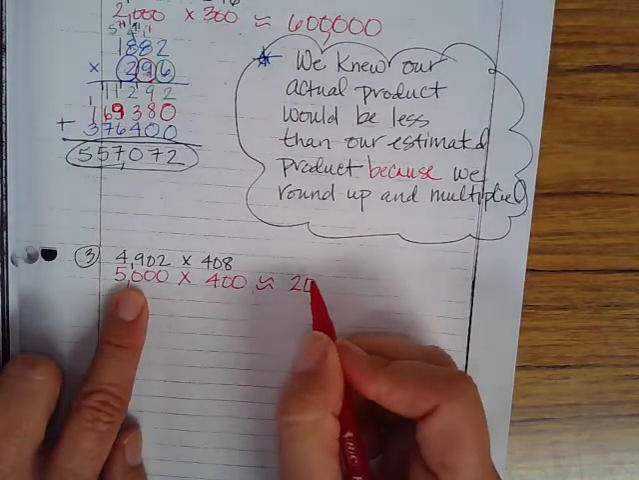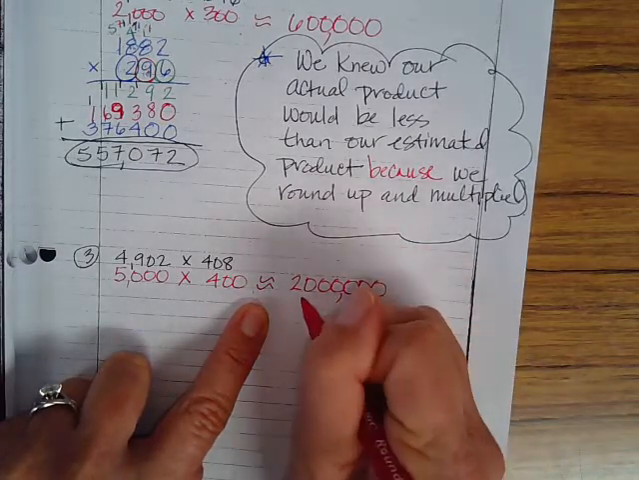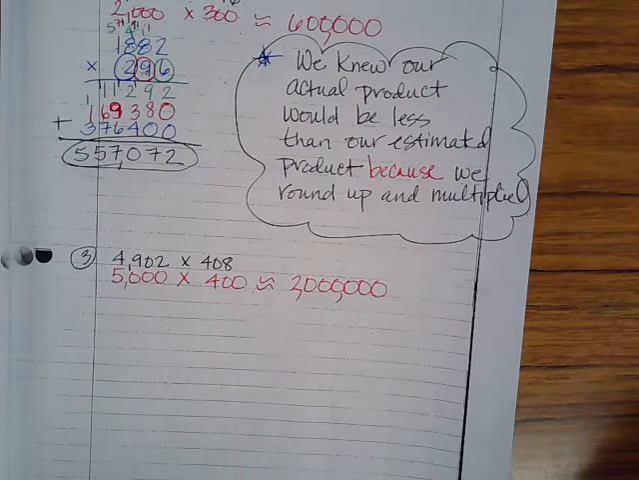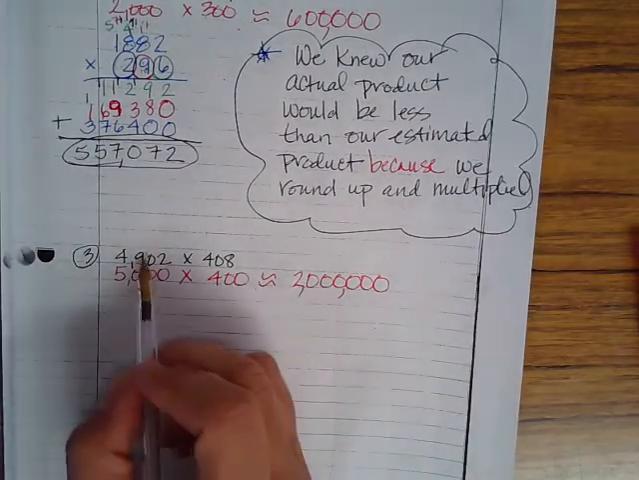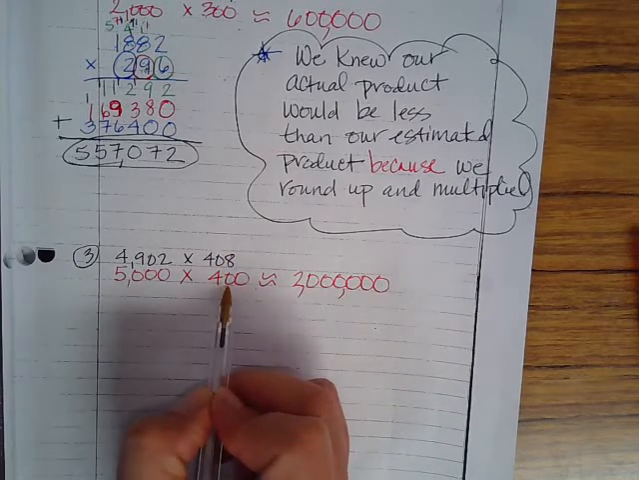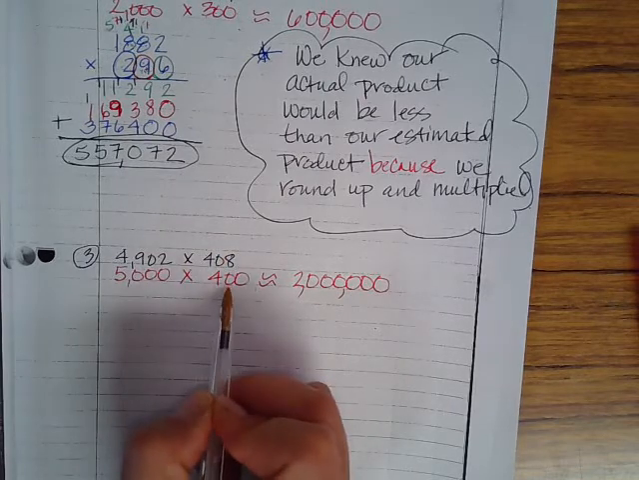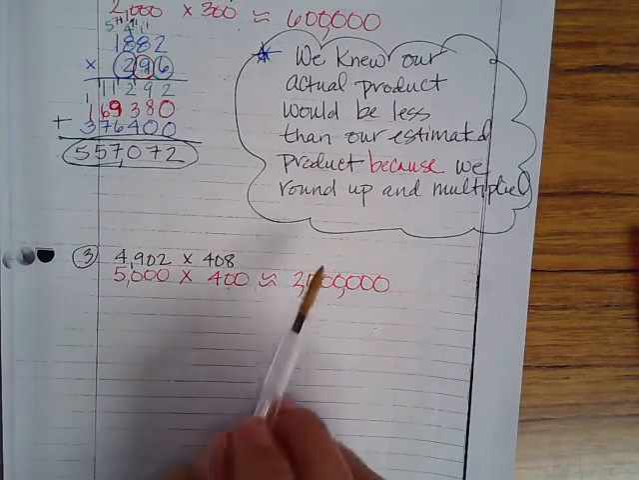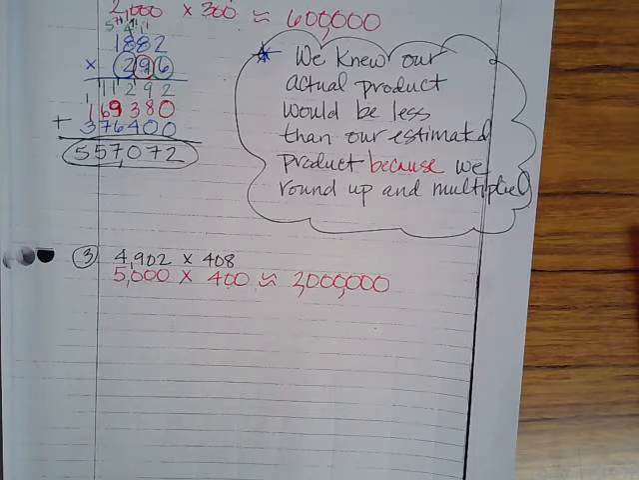So 5 times 4 is 20. 1, 2, 3, 4, 5. So 2 million. So now let's go through and solve. But geez, I wonder, we rounded this one up and we rounded this one down. But we rounded this one up by 100 and we only rounded this one down by 8. So I wonder if it's going to be greater than 2 million or less than 2 million. That is the question. All right, so go ahead and solve.